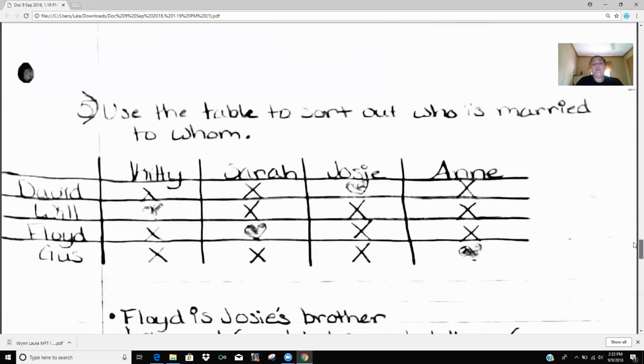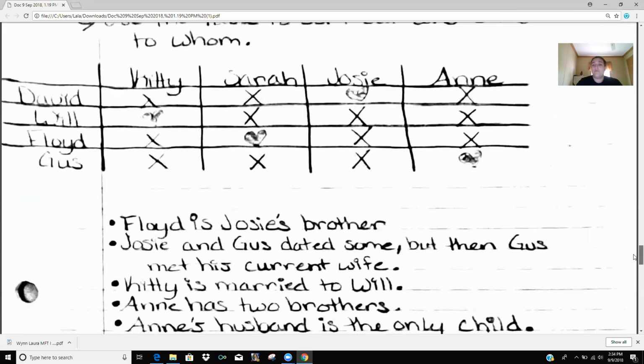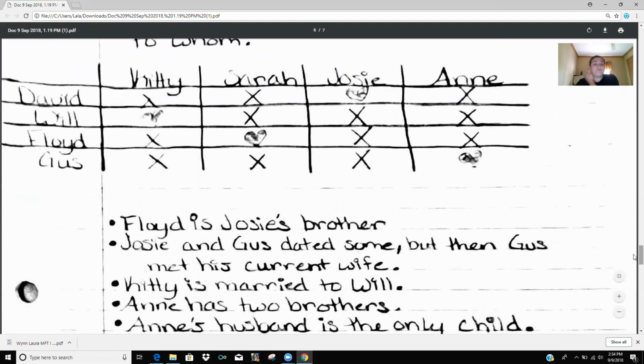This one, we use a table to sort out who is married to whom. They give us David, Will, Floyd, and Gus, and their wives, Kitty, Sarah, Josie, and Ann. They give us a few clues on how to figure it out. I'll go over a couple of them just to show you guys how we're doing this.